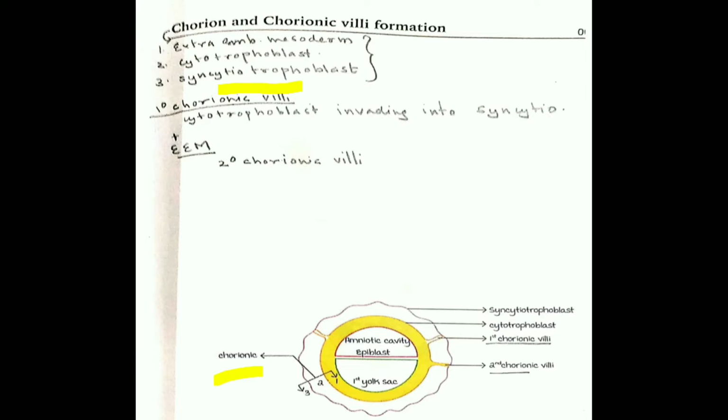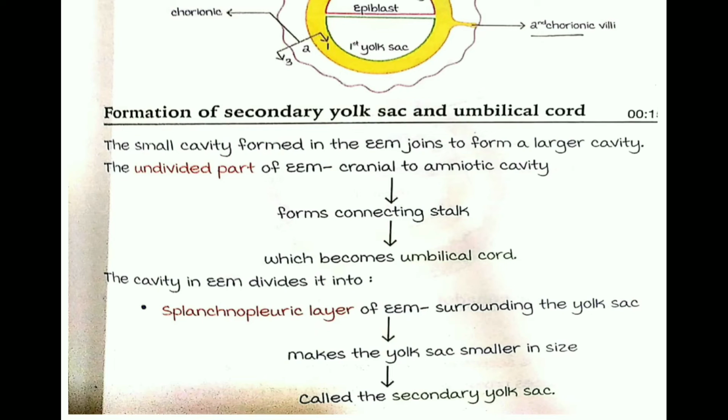So basically chorion is made up of extraembryonic mesoderm, cytotrophoblast, and syncytial trophoblast. The primary chorionic villi is formed when the cytotrophoblast invades into the syncytial trophoblast, and secondary chorionic villi is formed by the cytotrophoblast invading into the syncytial trophoblast plus the extraembryonic mesoderm invasion as well. So that was about chorion, primary chorionic villi, and the secondary chorionic villi.